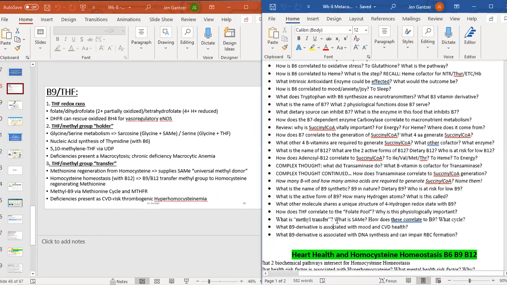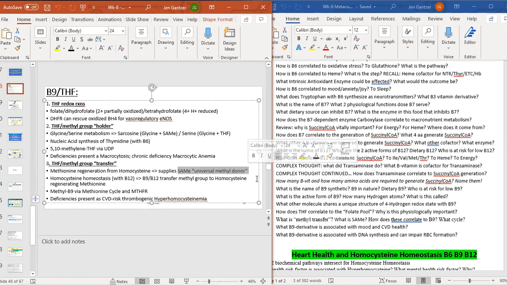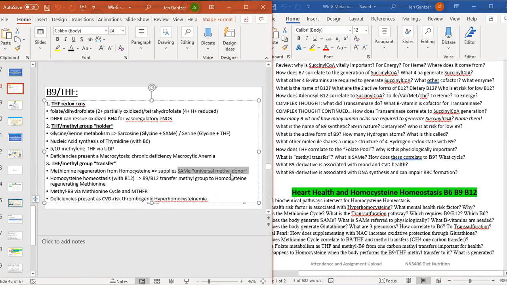Okay, so when we are looking at SAMe, you have to know what SAMe is. SAMe is S-adenosylmethionine. And that is important because SAMe is going to be the universal methyl donor. And this is a B9 and B12 dependent reaction, as we see down here. So if you cannot generate SAMe as the universal methyl donor, you can end up with significant mood and anxiety disorders and symptoms.